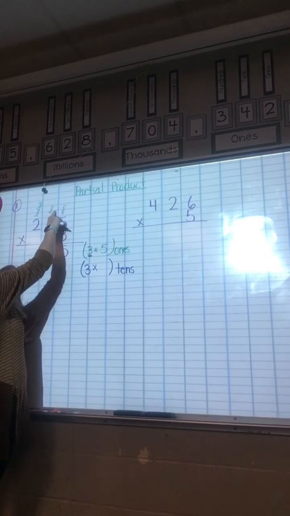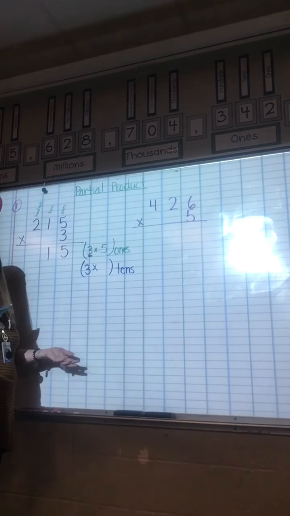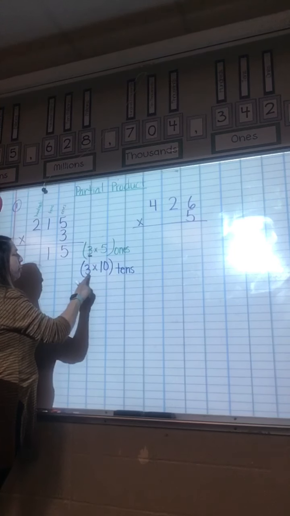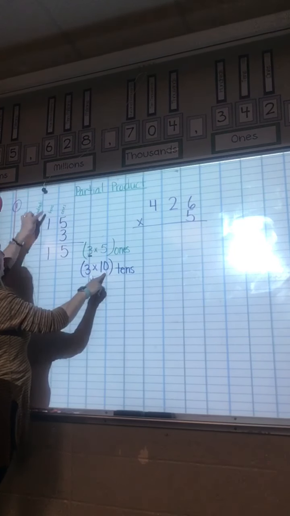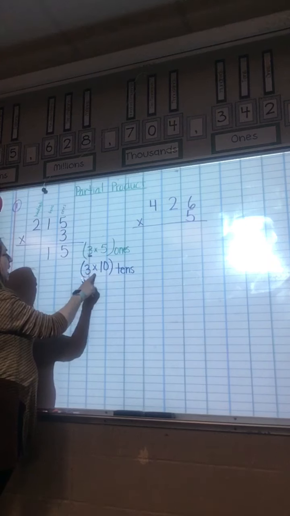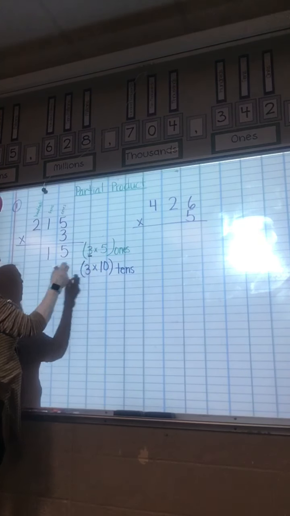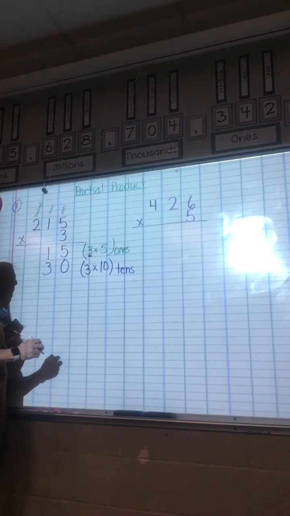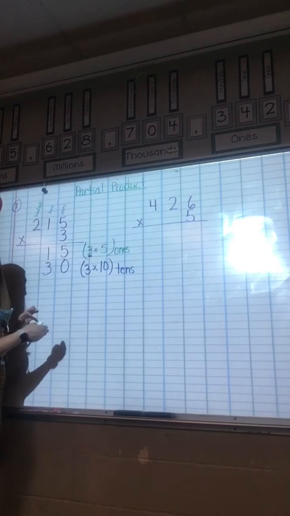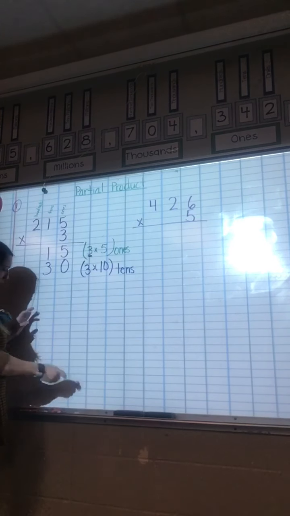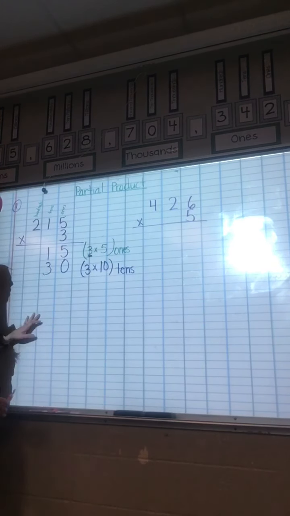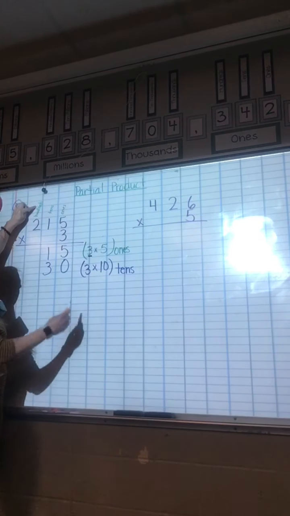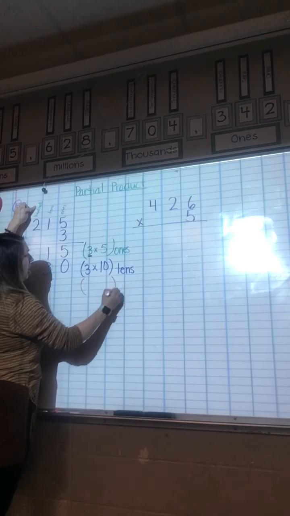So I have 1 ten. Well, what is 1 ten? 1 ten is 10. So I'm going to do 3 times 10 because 1 ten is 10. So 3 times 10 is 30. So I'm going to write 30. 3 and 0. Okay? You see how I'm keeping my numbers lined up because that's very important when you're multiplying. So there's my tens. Now I've done my ones, I've done my tens, and now I need to do the hundreds.